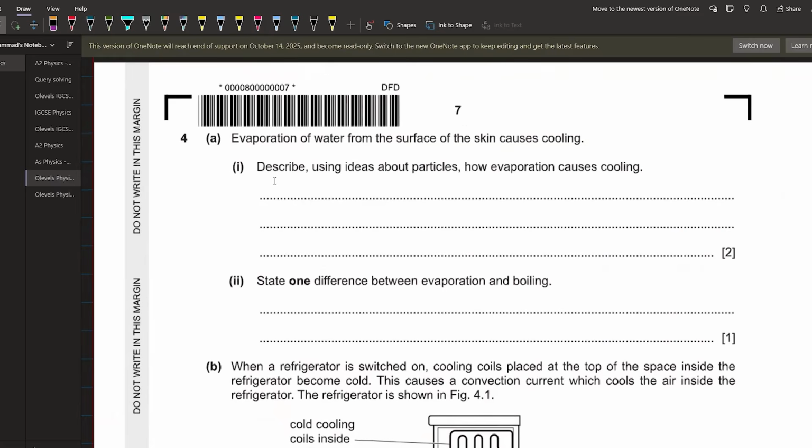Evaporation of water from the surface of skin causes cooling. Okay. Describe using ideas about particles how evaporation causes cooling. So what will you write? Molecules with greater kinetic energy escape from the surface. Escape from the surface.